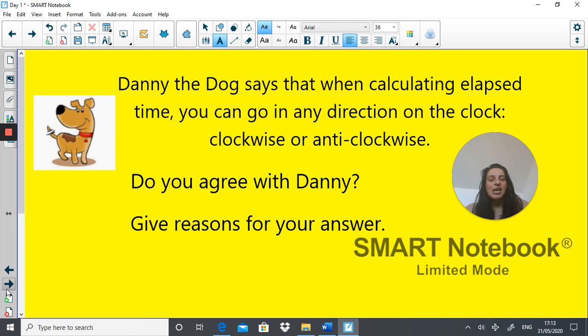Now, hopefully you disagreed with Danny Dog, because what Danny Dog is saying is when you're calculating time, you can calculate time backwards or forwards. That is incorrect, okay? You have to calculate the time going in a clockwise direction because that will give you the right answer, because when time is passing us by, it goes in the clockwise direction, not the anti-clockwise direction. If you start working out anti-clockwise, then you're going to get the completely wrong answer. When you're calculating elapsed time on an analog clock, you need to go in the clockwise direction, which is the direction the clock normally ticks in when it goes on throughout the day.